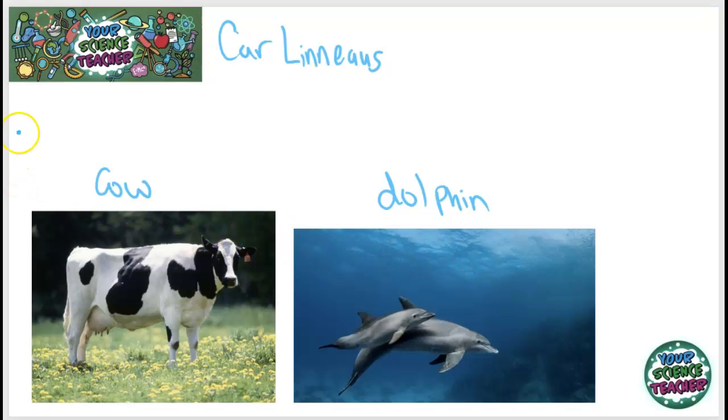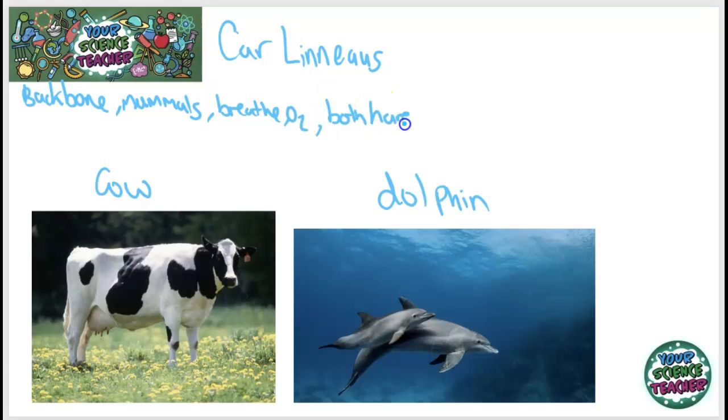For example, they both have a backbone. They are both vertebrate animals. Also, they are both mammals. They both breathe oxygen. And they both have live young. And what Linnaeus did was he came up with categories to put different animals and different plants into.